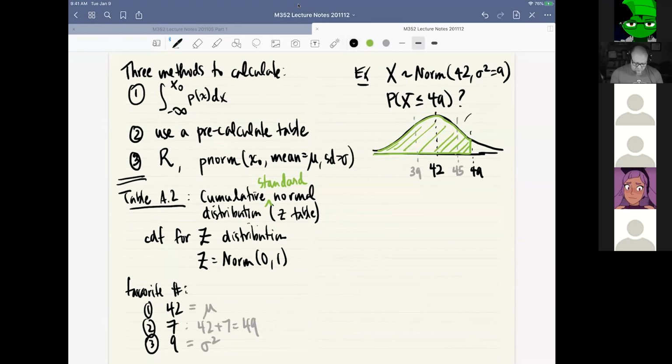So how would we do this in R? Well, we would type in pnorm, 49, because that's the value I'm interested in. And then we put the normal random variable's mean, which is 42, and its standard deviation, which is 3. So if you have your R open and available, now would be a time where you could just go and type that in and verify that it gives us the right number. I am going to do the same.